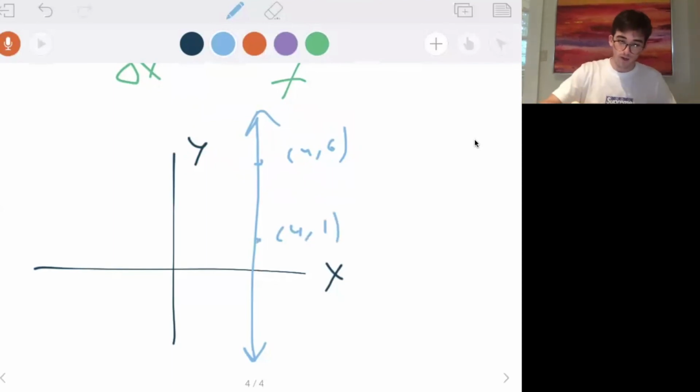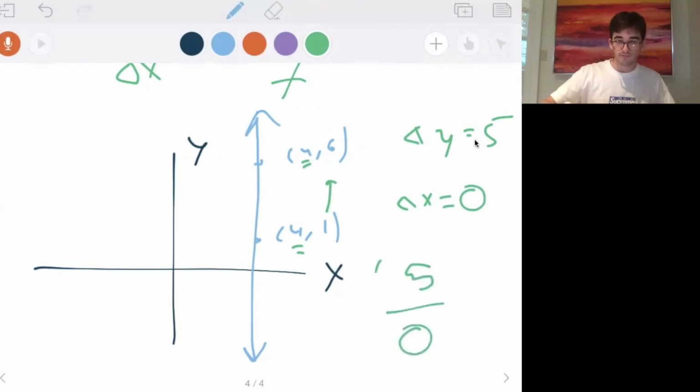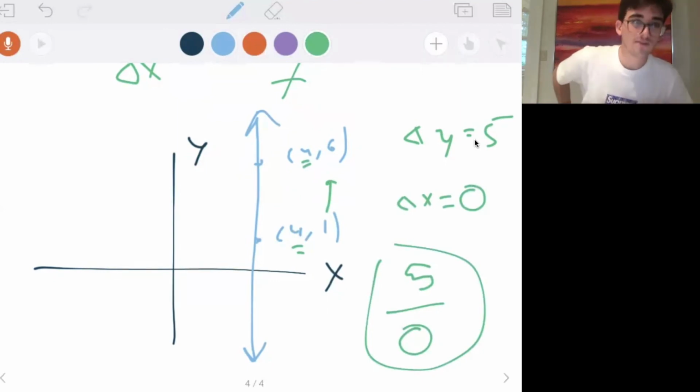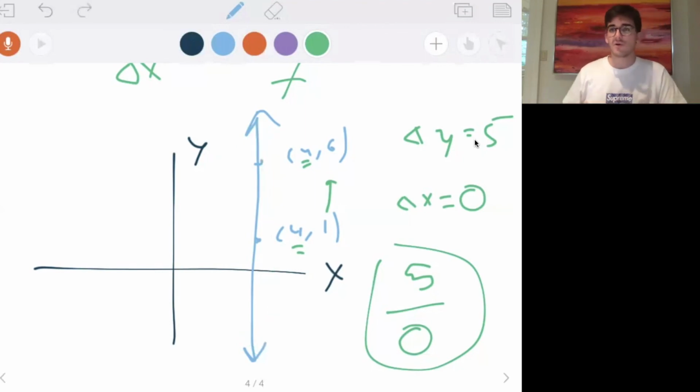Change in y is going to be an increase of 5, and the change in x, well, we started at 4 and we ended at 4, so the change in x is just 0. Let's put it all together. Change in y is 5 over change in x is 0. Whoa, hold up. 5 divided by 0? We can't do that. Any number divided by 0 will result in something undefined. It doesn't work. So here, a vertical line has an undefined slope. We can't actually put a number on it.